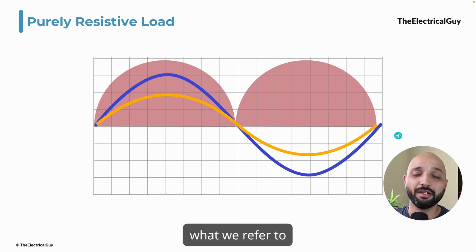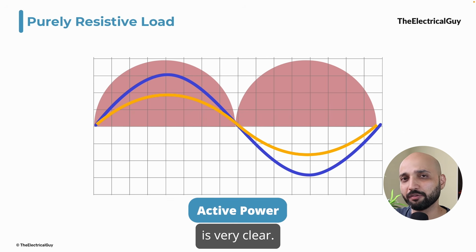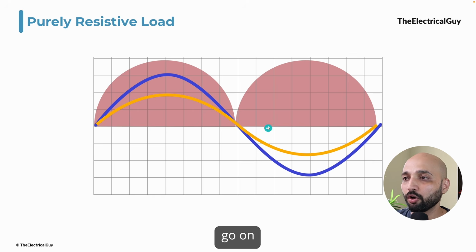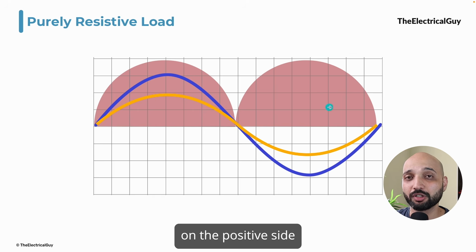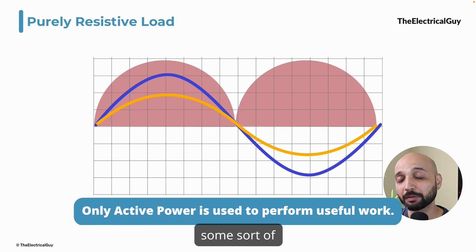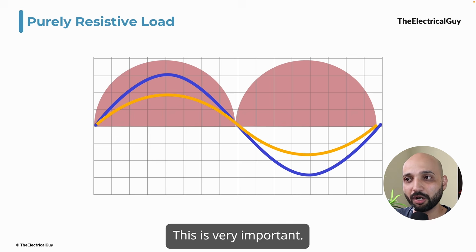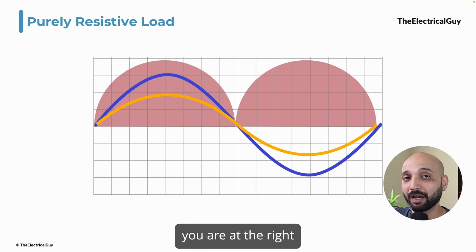And this is what we refer to as the active power. The characteristics of active power is very clear. They are always on the positive side, so they don't go onto the negative side of the graph. They will always stay on the positive side. And this is the power that is being used to perform some sort of useful activities. This is very important. If you are consuming this and only this, then you are on the right path.